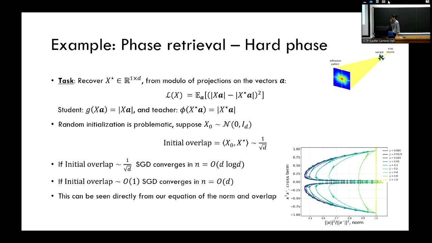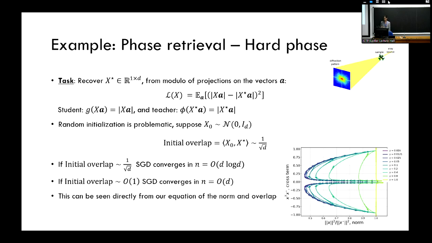What I plotted here is the overlap between the parameters and X star as a function of the ratio of the norms. What you see is that the behavior really changes as a function of the learning rate. If you start with a very large learning rate, you reach the optimum pretty fast. But as you take the learning rate to be smaller and smaller, which corresponds to something closer to gradient flow, it takes much, much more time, until you develop this non-zero overlap. And once you develop it, you can also develop the norm.